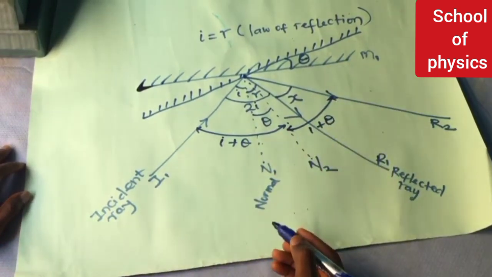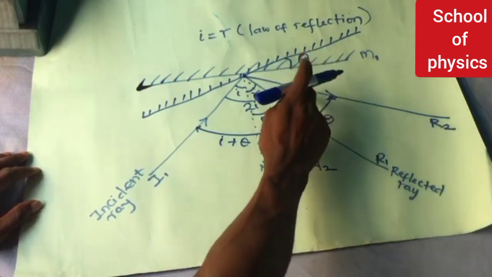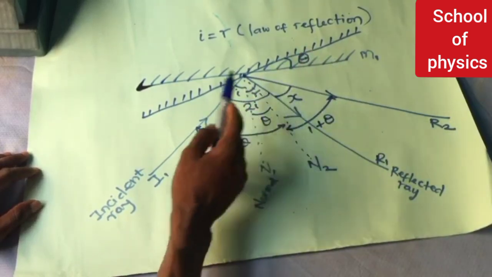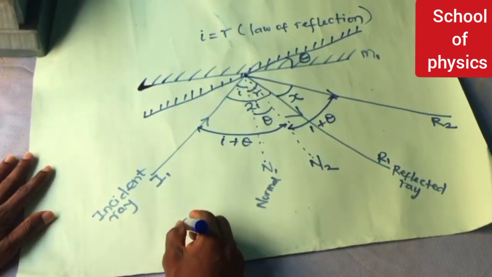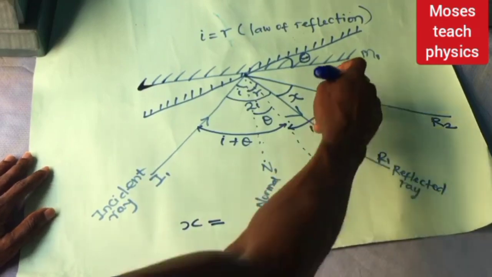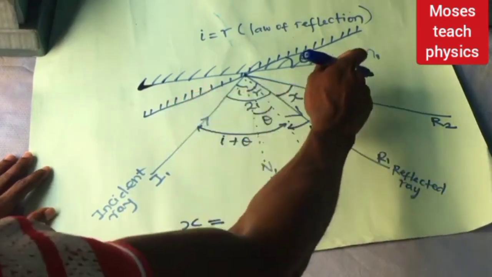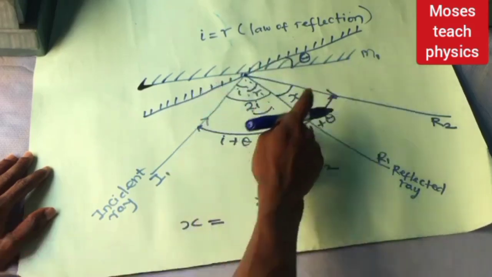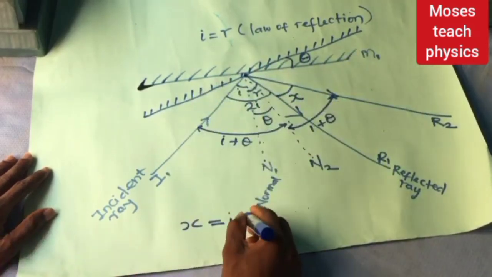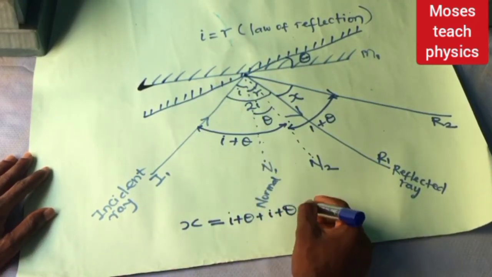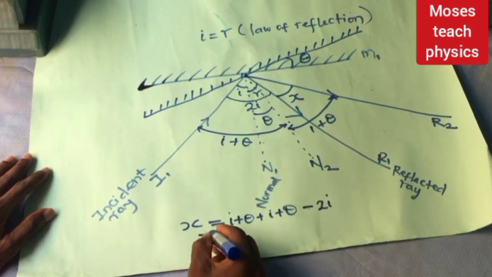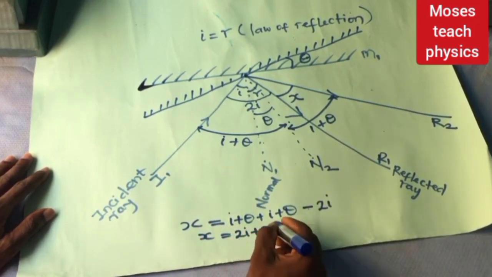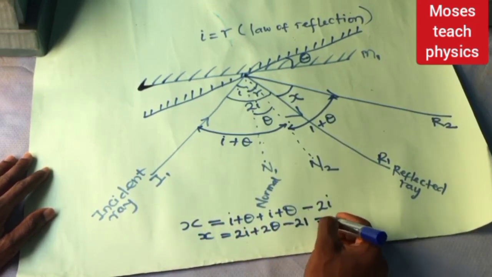from the law of reflection. Now, to get X, we'll do the entire angle minus 2I. That's the entire angle minus that angle minus this angle here. So the entire angle minus that angle will give us the angle of rotation of our reflected ray, and that's I plus theta minus 2I, and that will be equal to what? 2 theta.